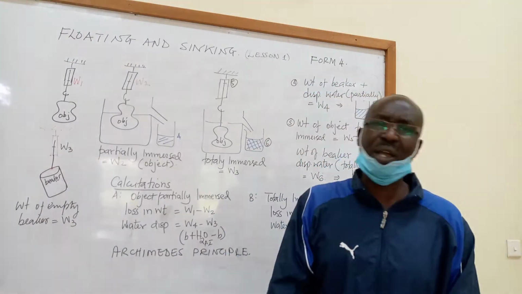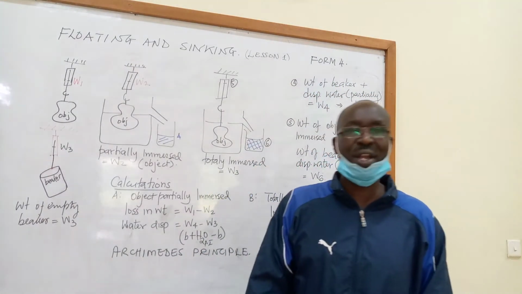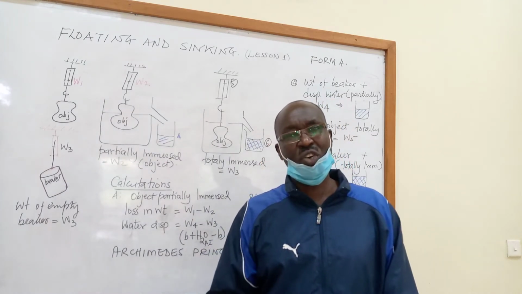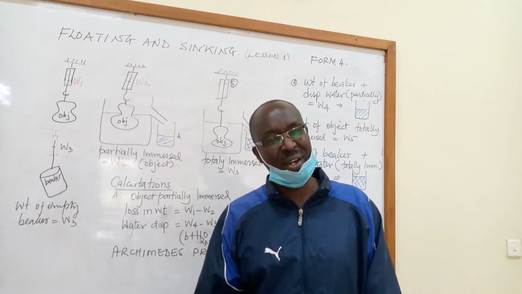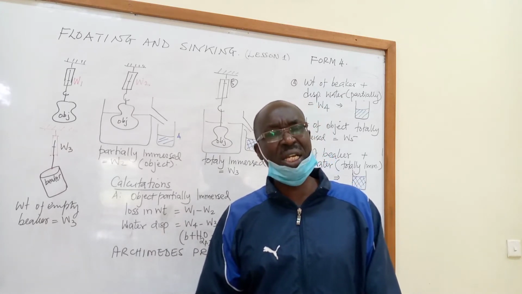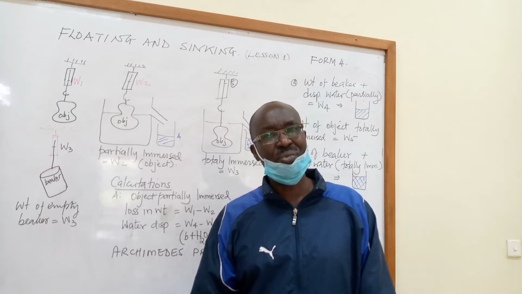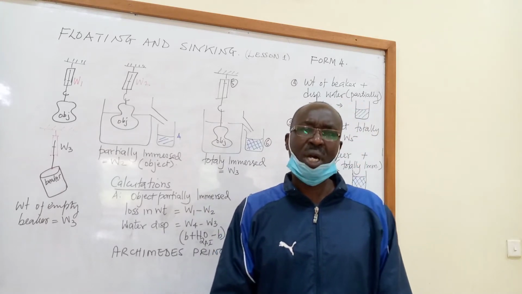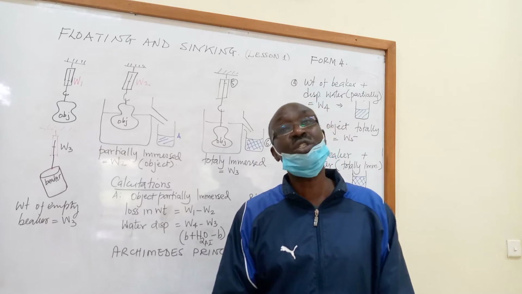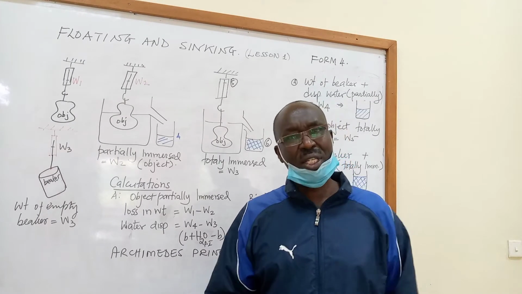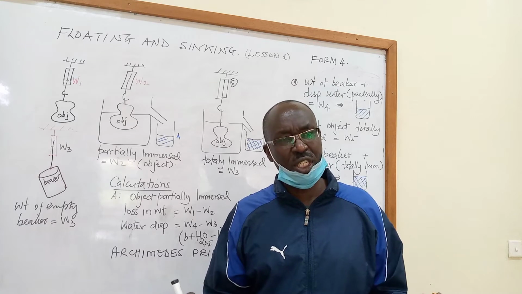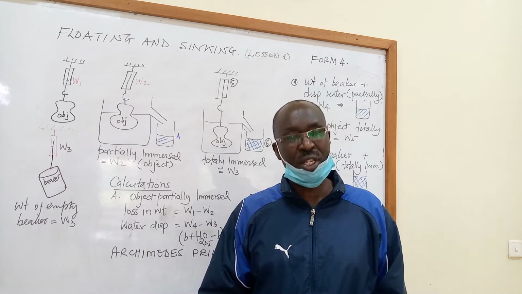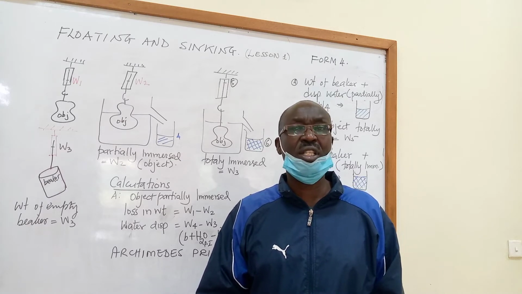So, many times when you are in primary, you wonder how come a needle or a nail can sink, but a big metallic ship floats? Okay? And in primary you are told it's because of the shape. Now at that level, you can accommodate the shape, but it is more than the shape. There are other factors that come into play.